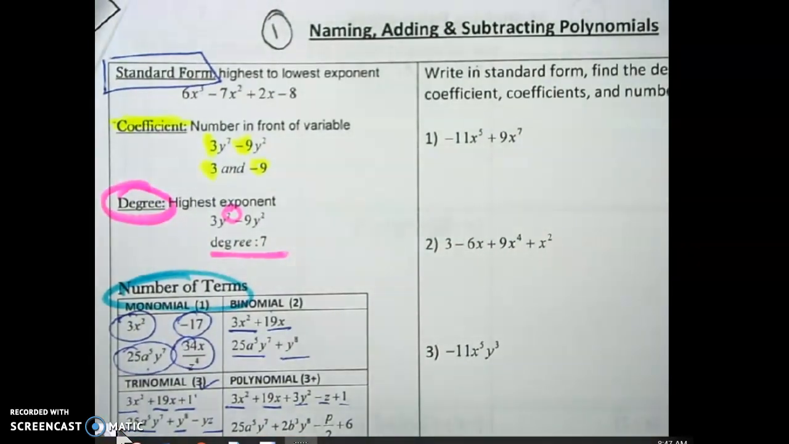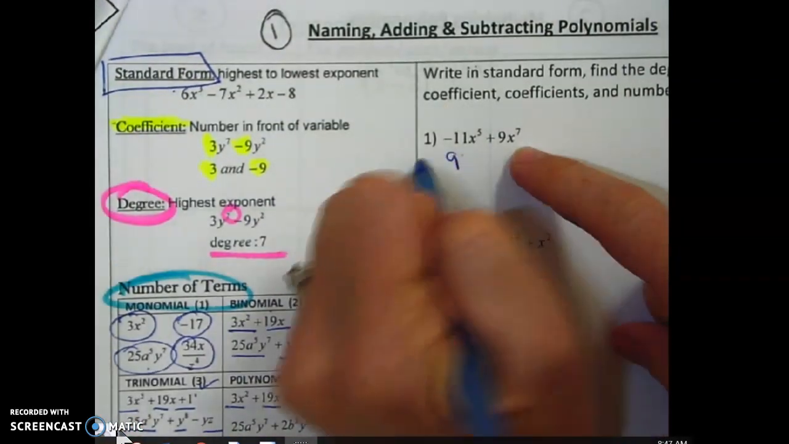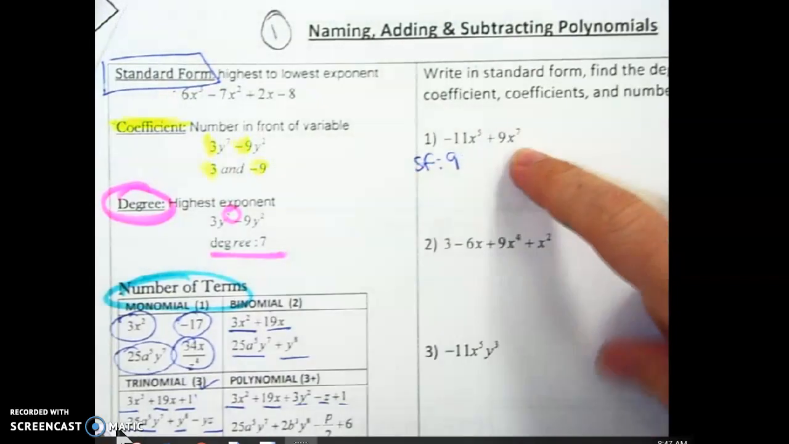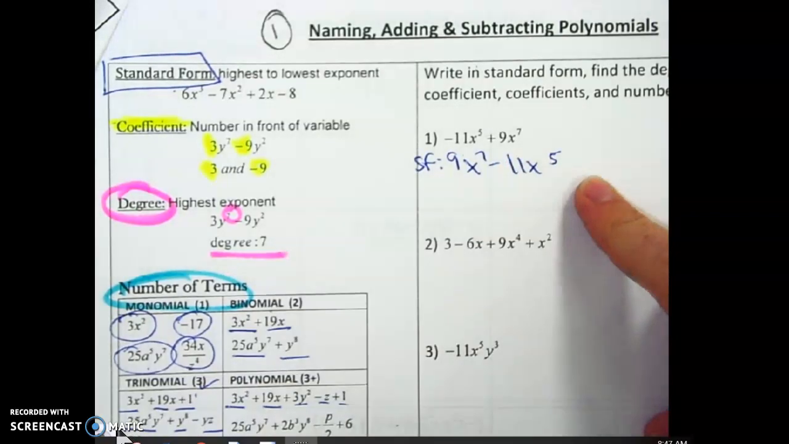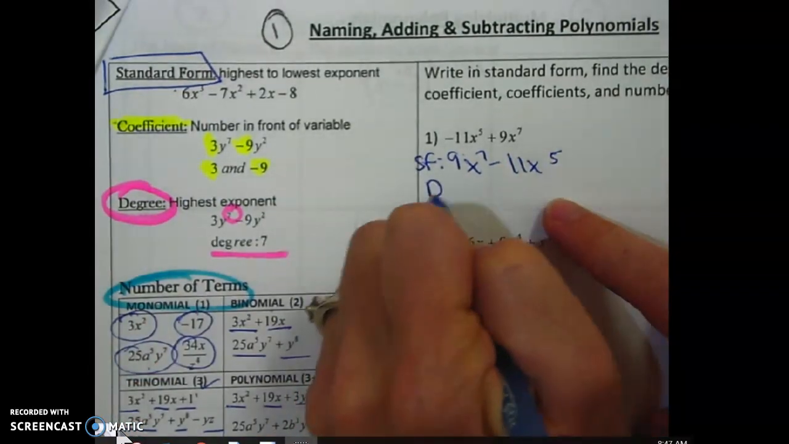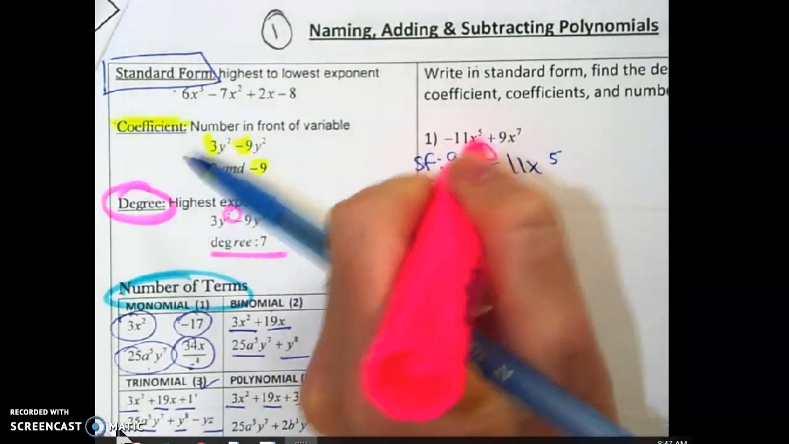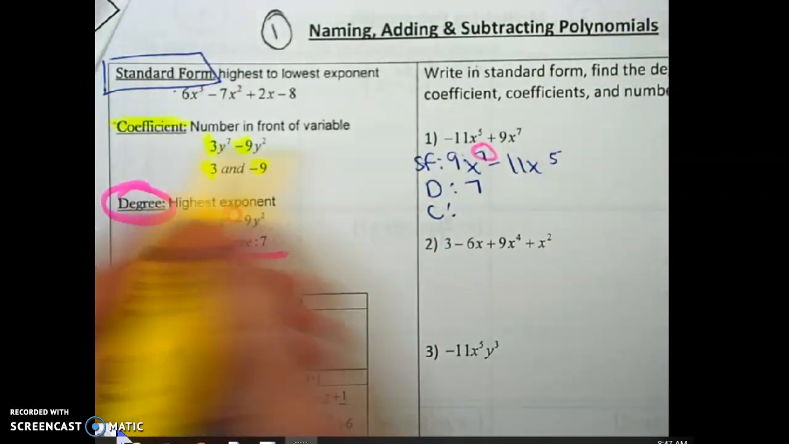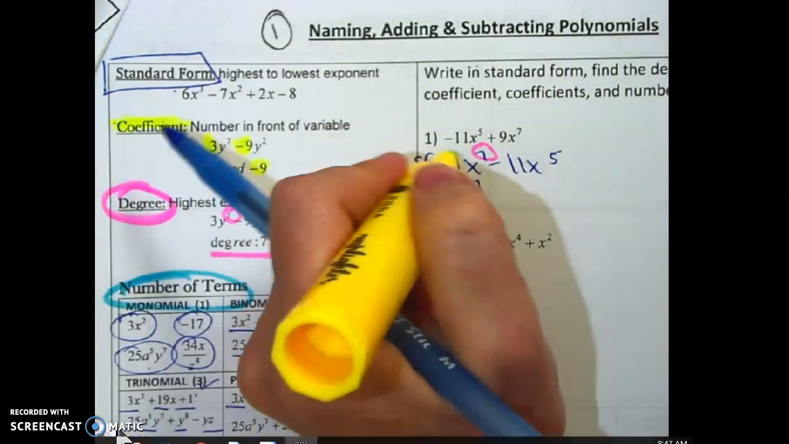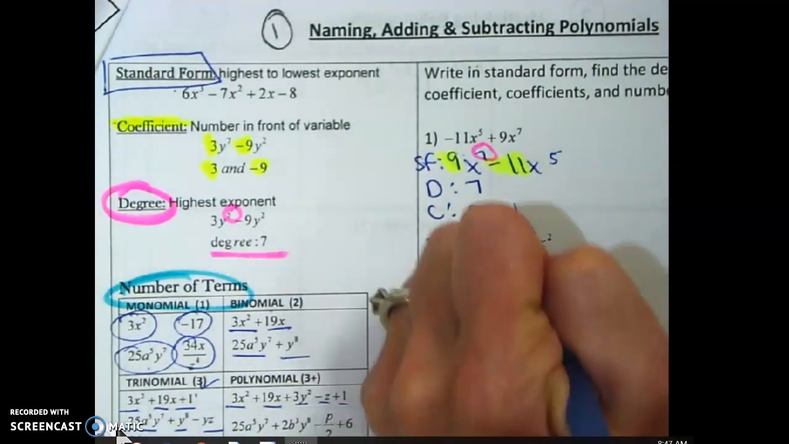Okay, so I'm going to give you one of these things, and you're going to have to give me all the information. So first thing I want you to do is put it in standard form. So I'll go SF for standard form, equals 9x to the 7th minus 11x to the 5th. Well, as soon as I have it in standard form, I know the degree. The degree is 7, because it's the highest exponent that has to go first. And then I need the coefficients, and those are the numbers in front, which is the 9 and the negative 11.